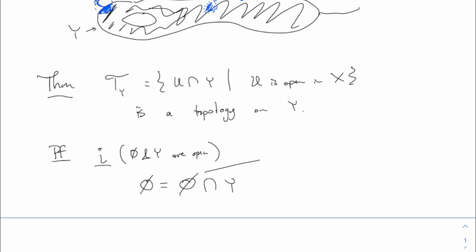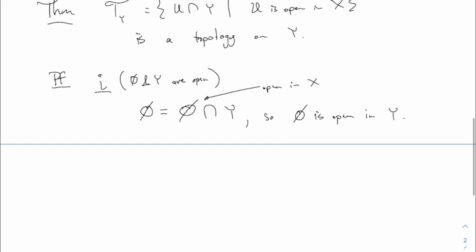And the empty set is open in X, right? And so that means the empty set is open in Y, because it is something intersect Y where the something was open from X. All right. And what about, so that's half of it, right? We have to show that the empty set is open in Y and also Y is open in Y. Okay. Try and do the same thing. Y equals something intersect Y. Fill in the blank here with an open set from X.